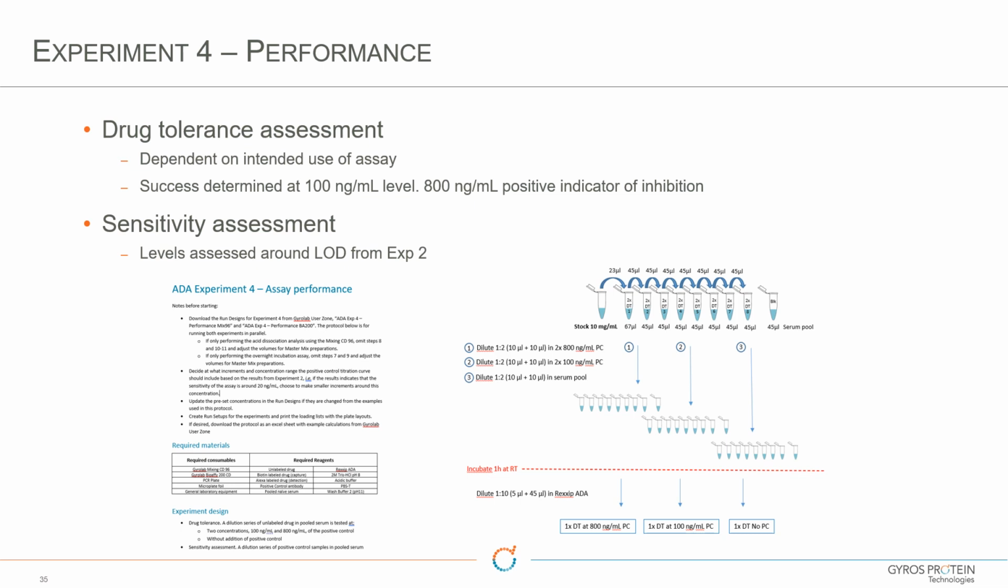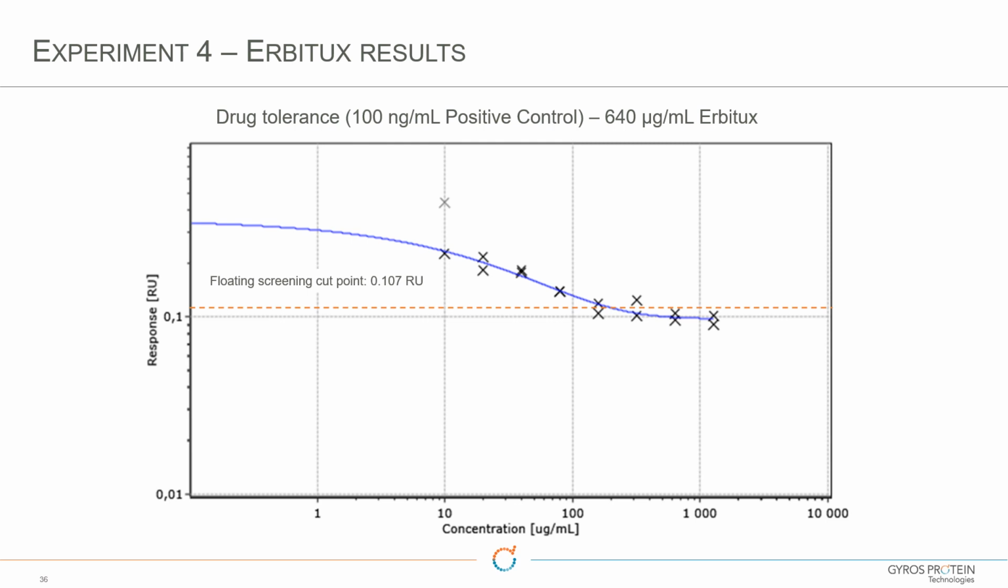And what we do use is the cut point factor that we've calculated in experiment 3 and apply them to experiment 4. So this is why experiment 3 is very important for the development of the method. So here are some example results for experiment 4 for the drug tolerance.